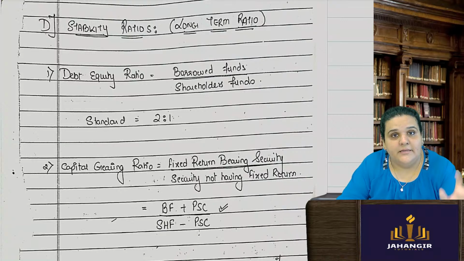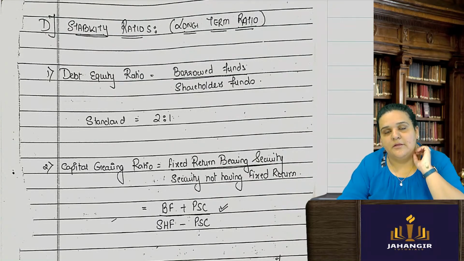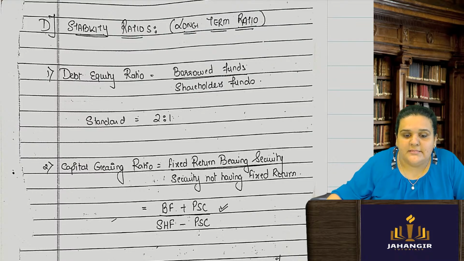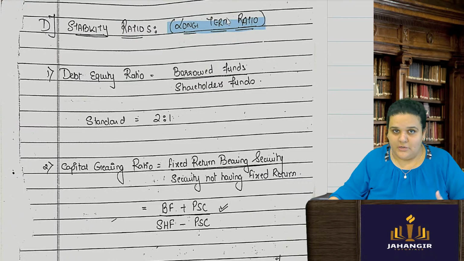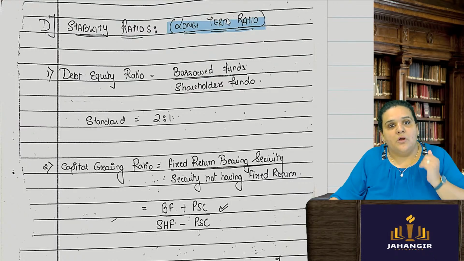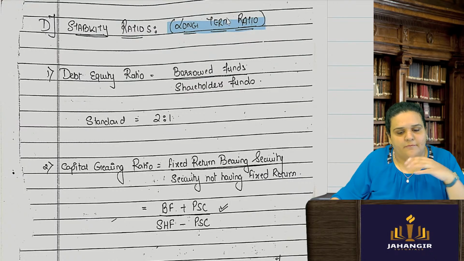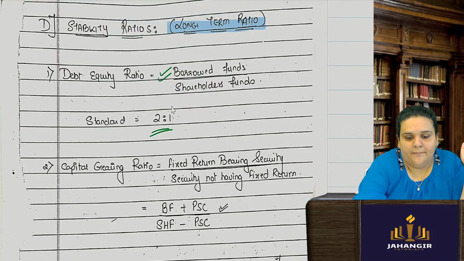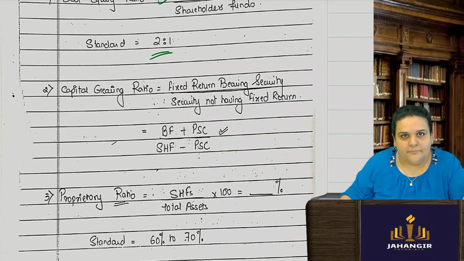Coming to stability ratio. So we did liquidity ratio. Now coming to stability ratio. It is also known as long-term ratio. Liquidity ratios were known as short-term ratios. So long-term ratio one, we have debt equity. Very famous debt equity. Borrowed funds upon shareholders funds. Standard should be 2:1, not more than that.